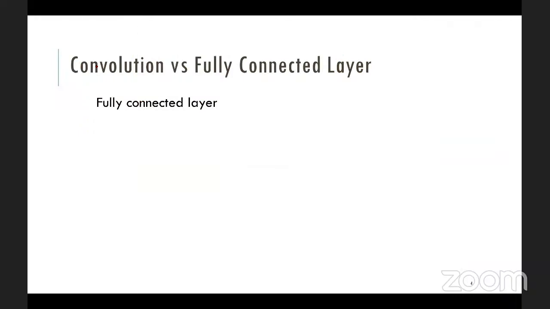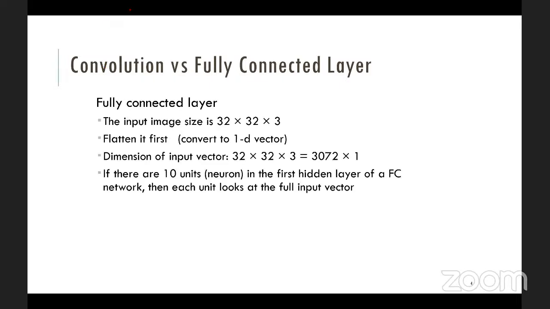Now we can compare this with the fully connected layer so that we may understand the difference between the convolutional layer and the fully connected layer. Let us say we have a picture of size 32 cross 32 cross 3. For a fully connected layer, first of all we need to flatten it. When we multiply these dimensions, we get 3072 elements, arranged in a column.